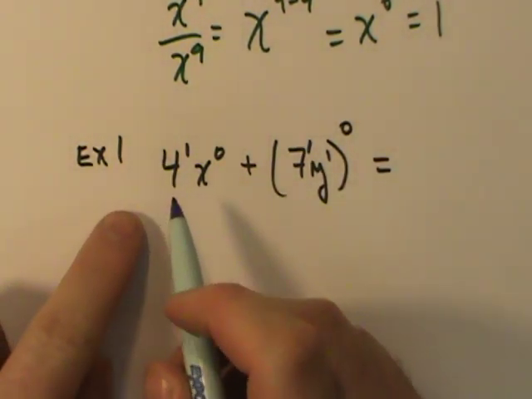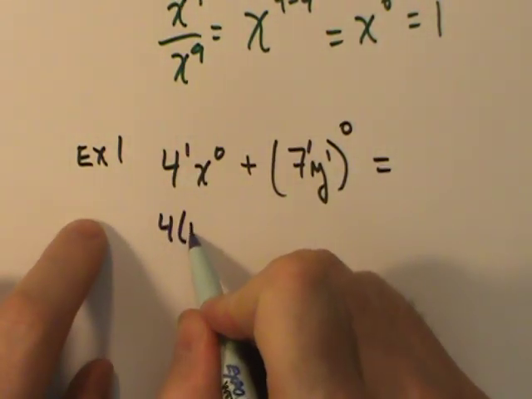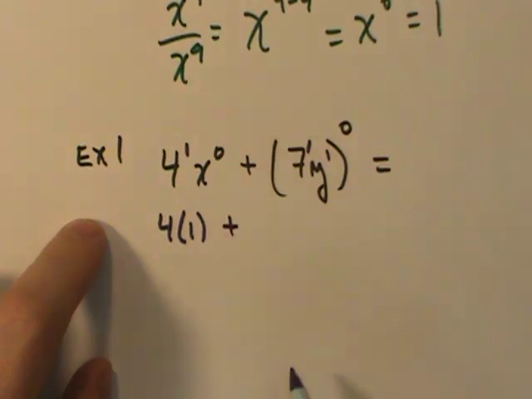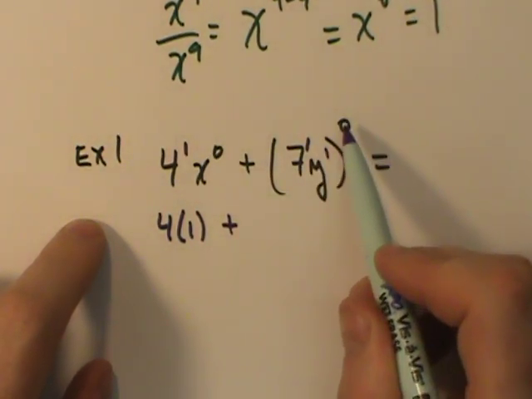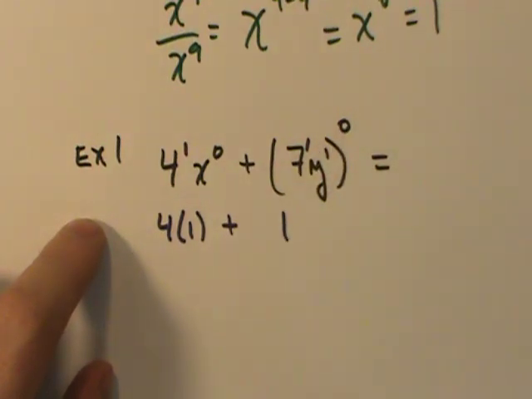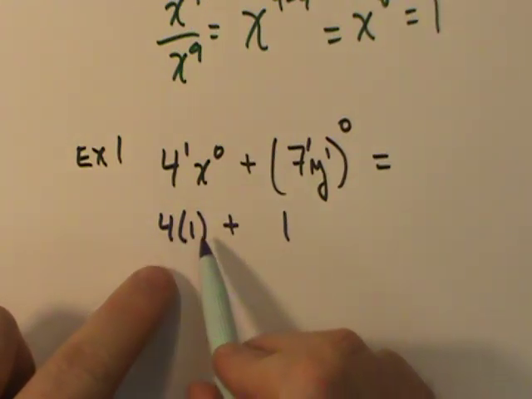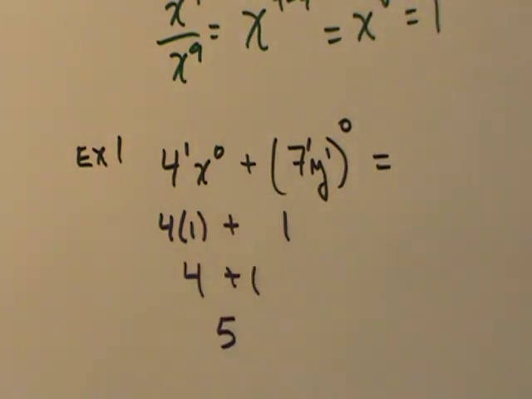As we look at the first term, we could say that this is 4 times 1 plus, now both of these exponents inside here are being raised to the 0 power, so anything raised to 0 power just goes to 1. This problem then becomes 4 times 1, which is 4, plus 1. Answer is 5. Now most often you'll see it written other ways.